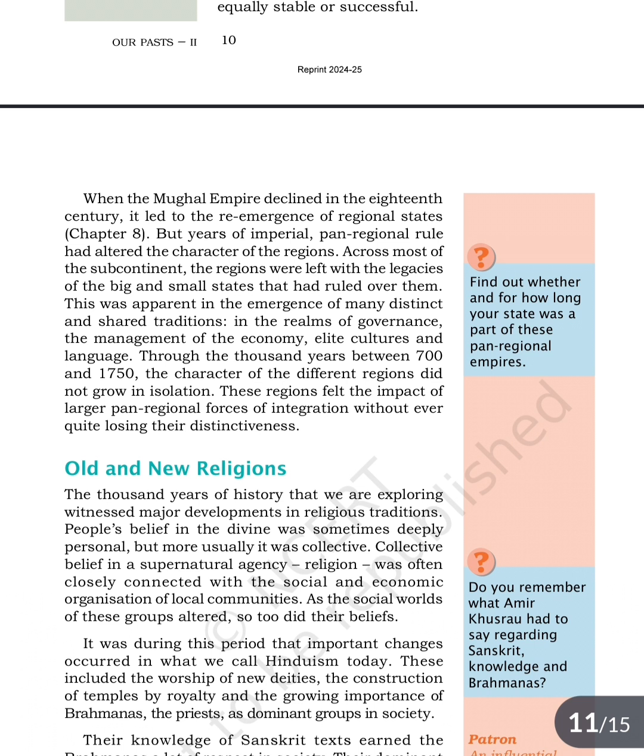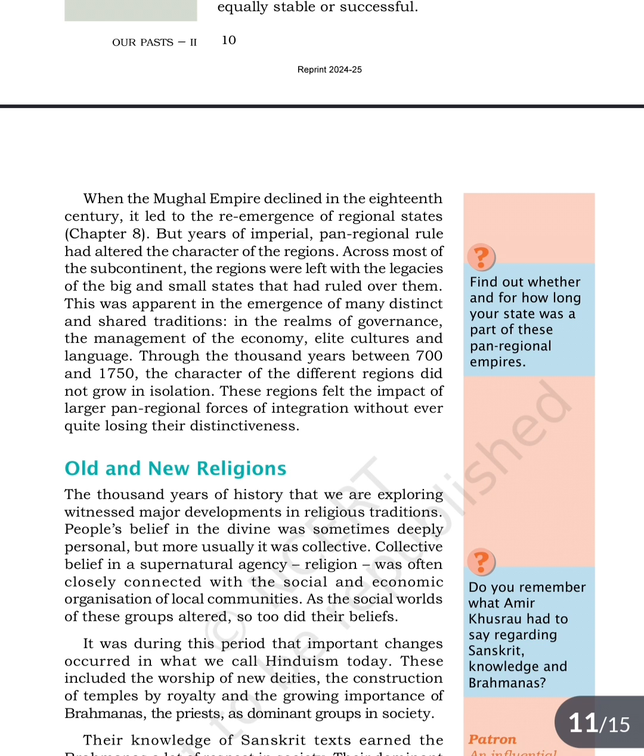Old and new religions. The thousand years of history that we are exploring witnessed major developments in religious traditions. People's belief in the divine was sometimes deeply personal, but more usually it was collective. Collective belief is in a supernatural agency. Religion was often closely connected with the social and economic organization of local communities. As the social worlds of these groups altered, so too did their beliefs.